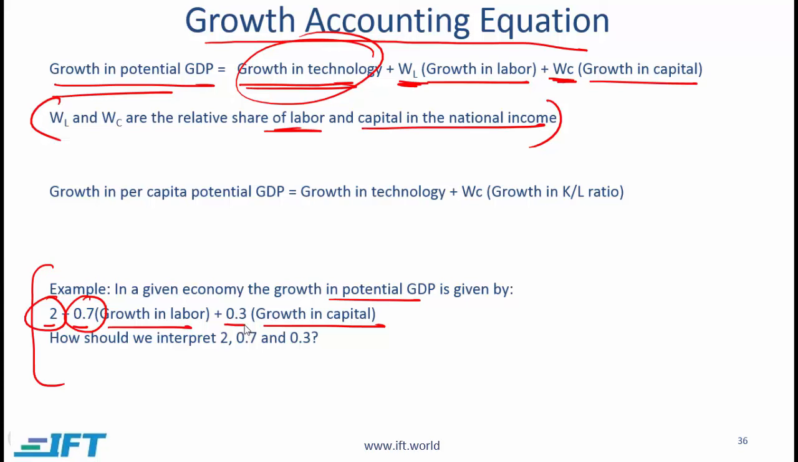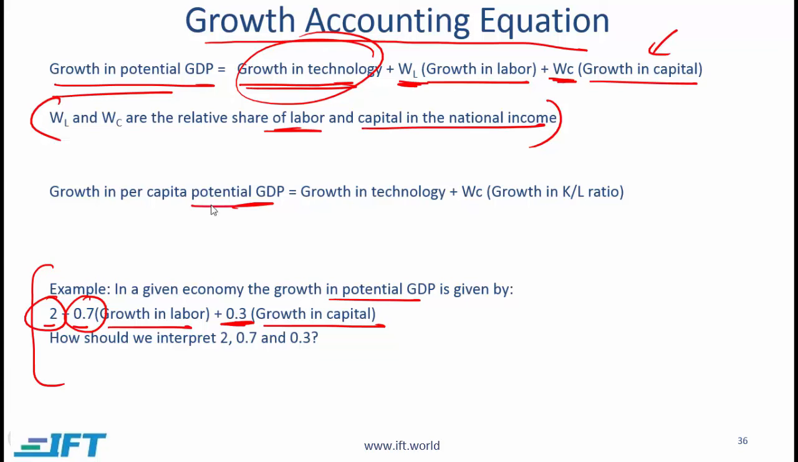Another way of looking at it would be that if all else stays the same and labor goes up by 1%, then the growth in potential GDP would be 0.7%. Or if labor stays the same and we increase capital by 1%, all else stays the same, then the growth in potential GDP would be 0.3%. Again, that's 0.3% growth in potential GDP if the growth in capital is 1%. Growth in per capita potential GDP can be derived from here. Essentially, we are dividing by labor.